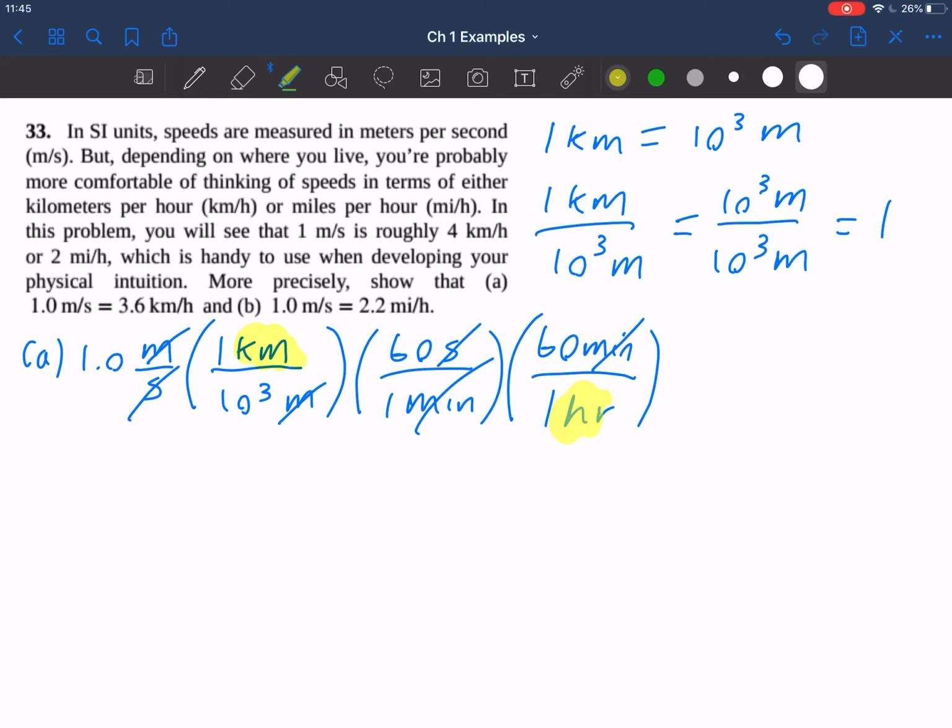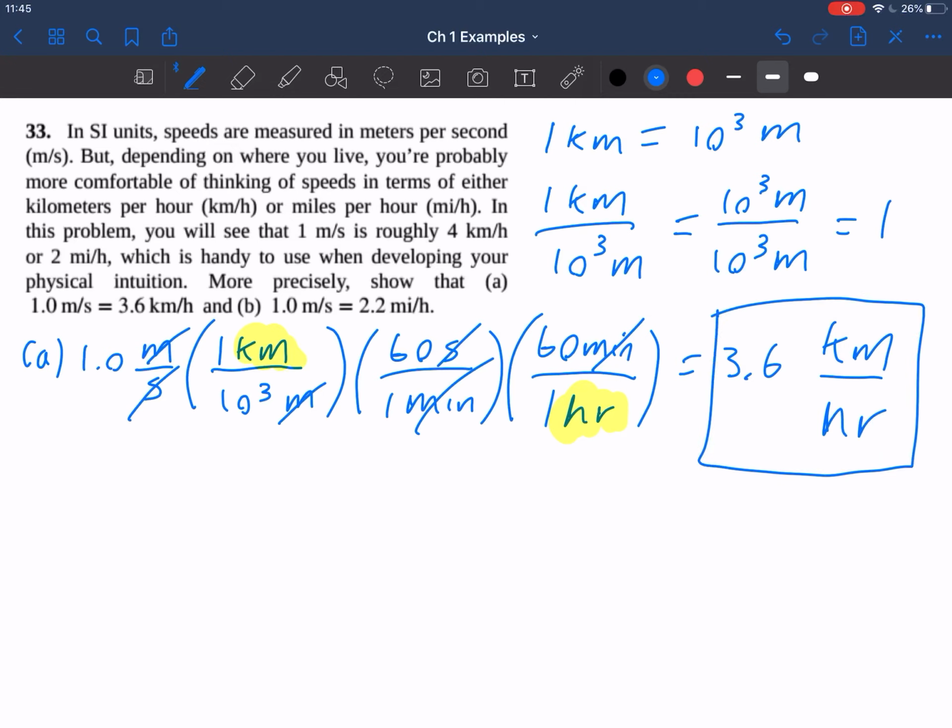Now if I multiply this all out, I have what I'm looking for, kilometers per hour, right? That's what I'm looking for in part A. So okay, I multiply that out, and I get 3.6 kilometers per hour. Okay, exactly what they were looking for. So great. On to part B. This time we are again going to convert 1.0 meters per second, but this time we are going to convert into miles per hour.